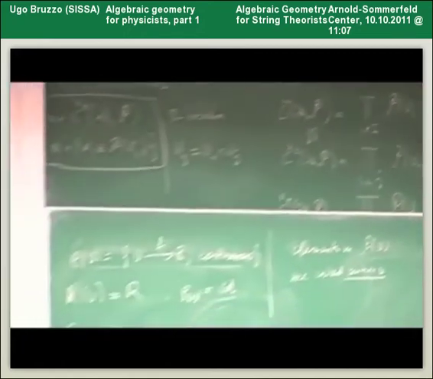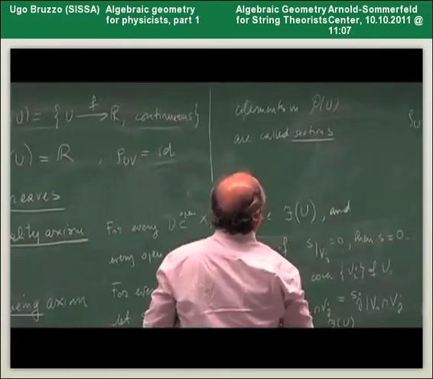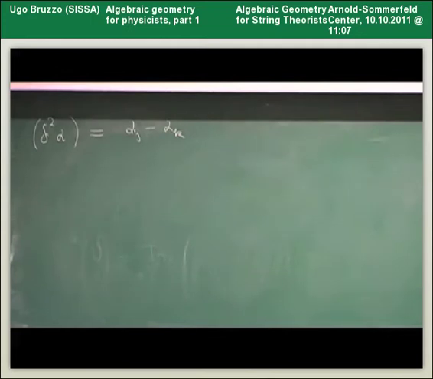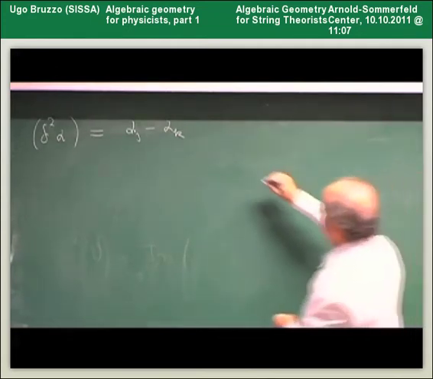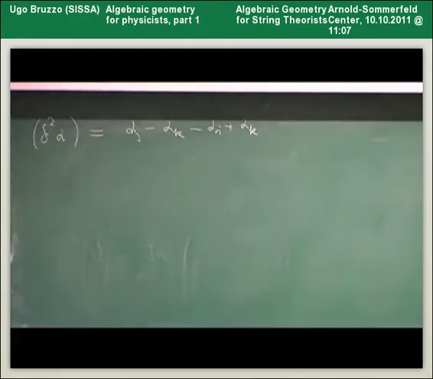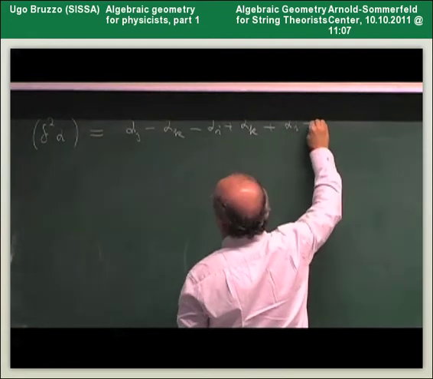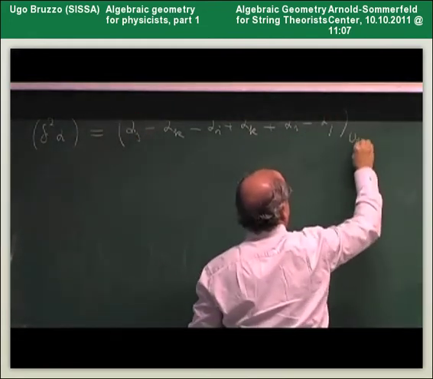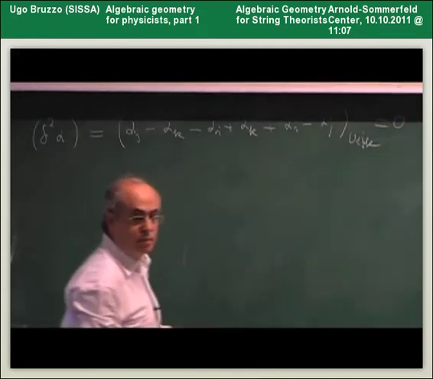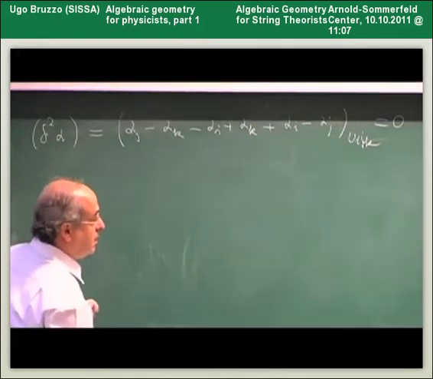Now, what if we compute this? The idea is that delta alpha is up there. So we need to write alpha j minus alpha k, and then minus alpha i plus alpha k, and then plus alpha i minus alpha j. All these are restricted to the triple intersection. And you see that we get zero. OK, so this means that we are in business.